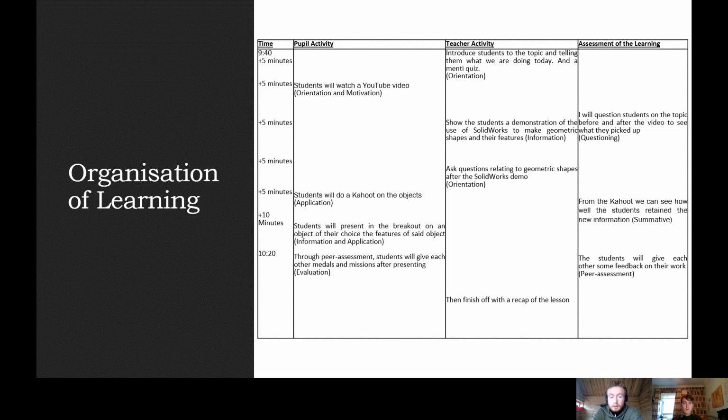The students will then do a Kahoot to apply their knowledge, and this will also be summative as you can gather information on whether the students are retaining it or not. And then the students will go to a breakout room to present their object of choice, and they should be able to identify the features of this object. And then the students at the end of the lesson should be able to peer assess each other so they can identify what went right and what could have gone better, medals and missions. And then it'll be followed by a recap of the lesson.